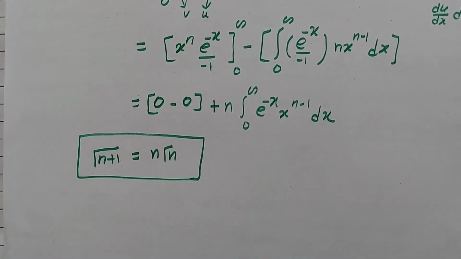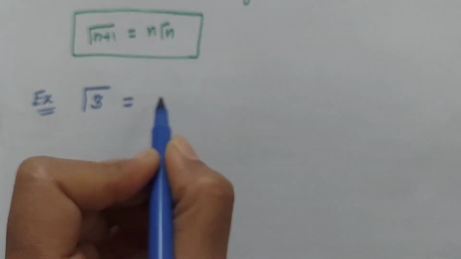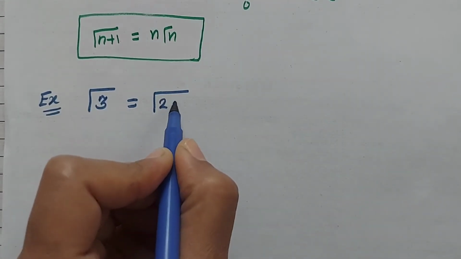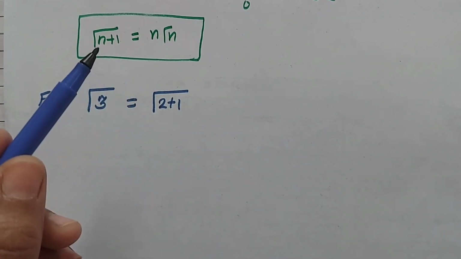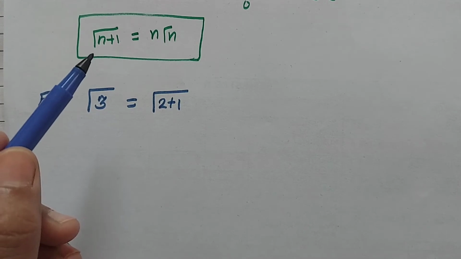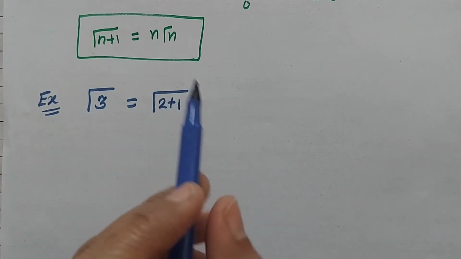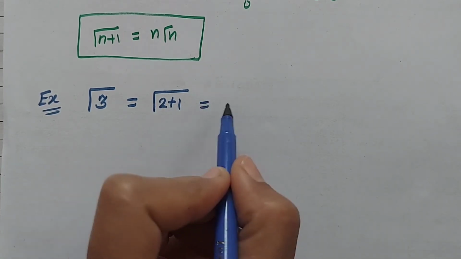Now we use this property and solve some examples. Here I take the first example, gamma of 3. By using the property, I write this 3 as 2 plus 1. If we compare this term with gamma of n plus 1, it is clear that n equals 2. The property says we have to write n gamma n, and here n is our 2.